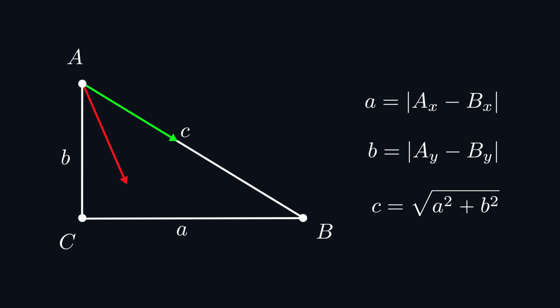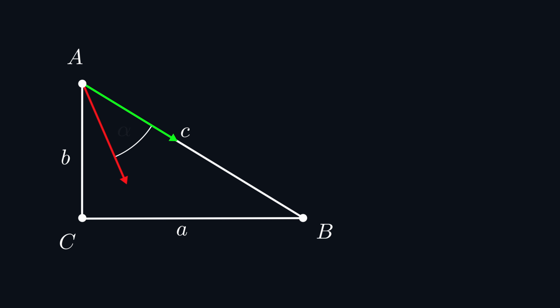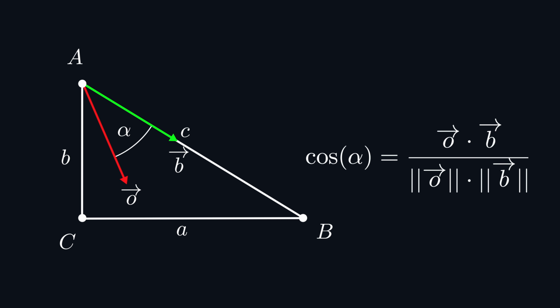So, what if the robot isn't facing the right direction? We need to rotate the robot by the angle between its current direction vector and the vector pointing from point A to point B. We'll do this using the dot product of two vectors. You might remember from high school that the dot product of two vectors is closely related to the angle between them. You have probably worked with a formula that looked something like this. And this is exactly the formula that we will use now.